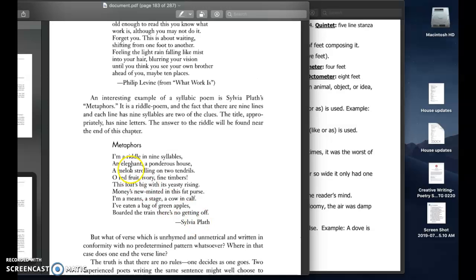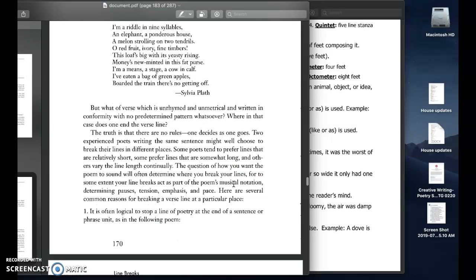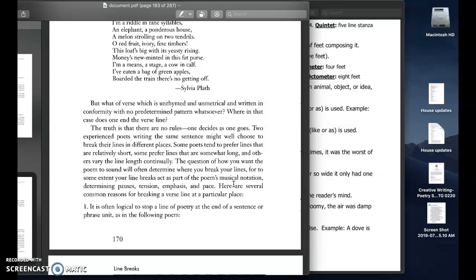So you can find formal structure by the number of syllables in each line. One of my favorite examples here is Metaphors by Sylvia Plath. It's actually a riddle poem, and I'm not going to reveal it to you right now, so I don't ruin it for you if you haven't figured it out or read it yet. But when you read this, the whole poem itself is trying to tell you something. So it doesn't matter if it's unrhymed verse or unmetrical. The idea is that there's no single pattern that you're looking for. Some poets have different preferences on how short, how long, how different their lines should be.